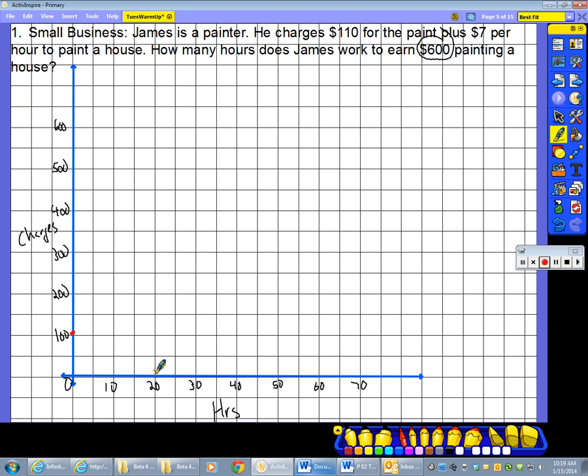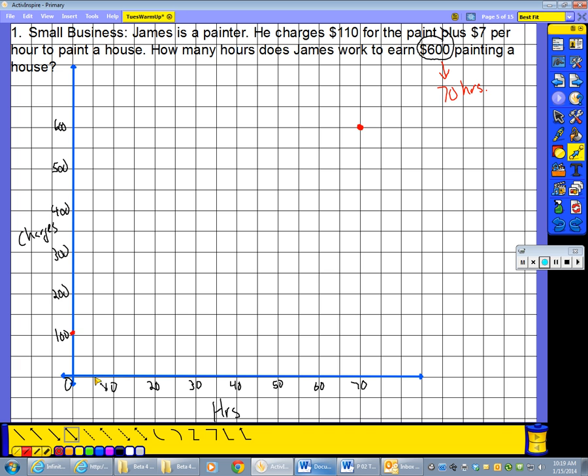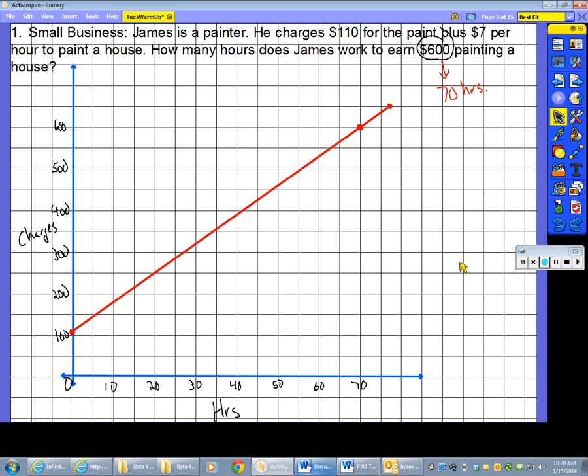Okay, that's good enough. And then we also calculated that whenever he charges $600, he had to work 70 hours. So I know that at 70 hours of work he's going to charge $600. So I'm going to plot a point right there, okay? So 70 hours, he charges $600. The last thing I'm going to do is connect these points from there to there, and that's it. There you go. I've got my graph, and it should be a straight line because these are linear functions.